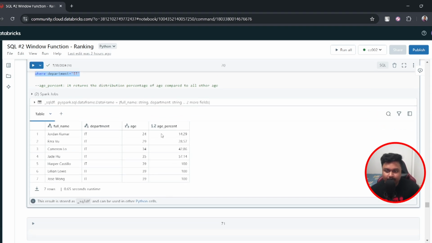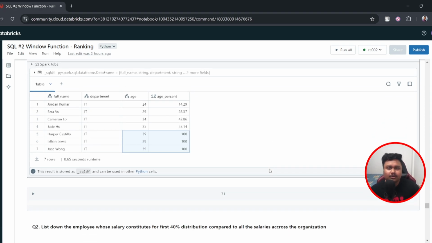So the cumulative distribution or age distribution of this employee is 14%, then the age distribution of this employee is 28.5%, and so on. As I said in the previous examples, you can see the last record, this particular age. For all three of them, the cumulative distribution is 100. So this is something you have to remember. Whenever the last record comes up in the ordering of that particular column, the last record will always have a cumulative distribution of 100. Let's move on and check out the other question.